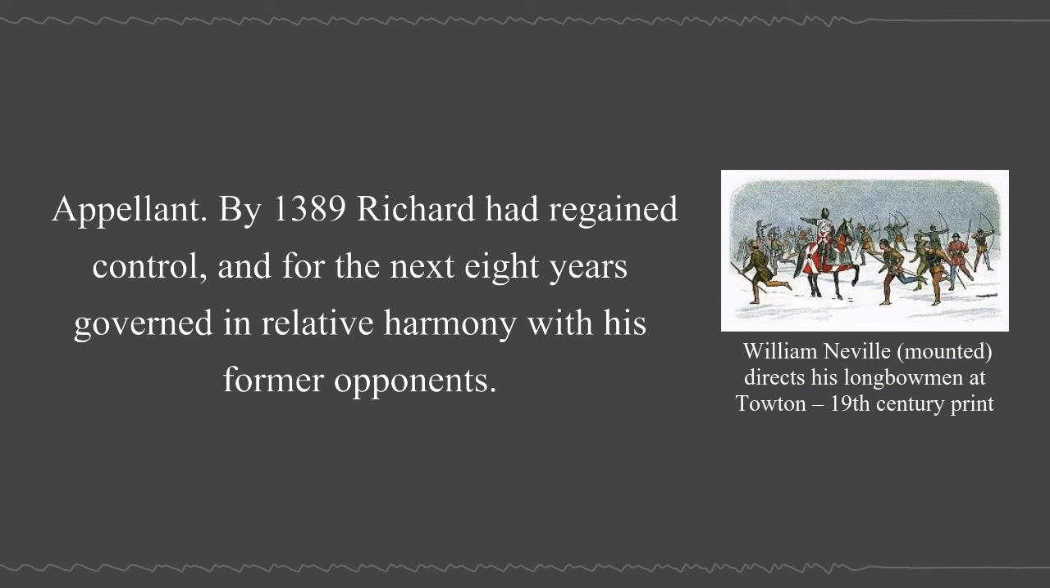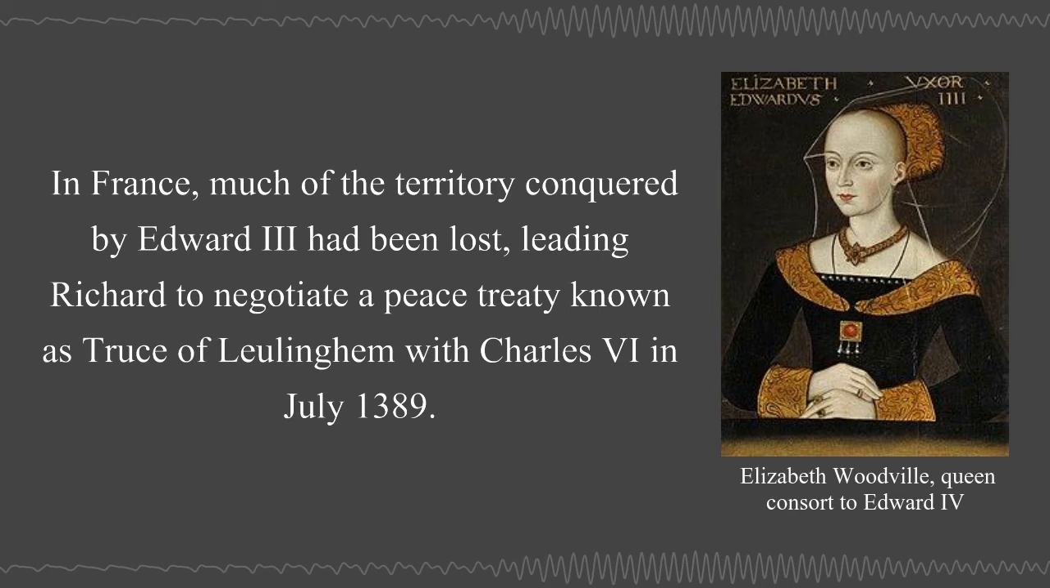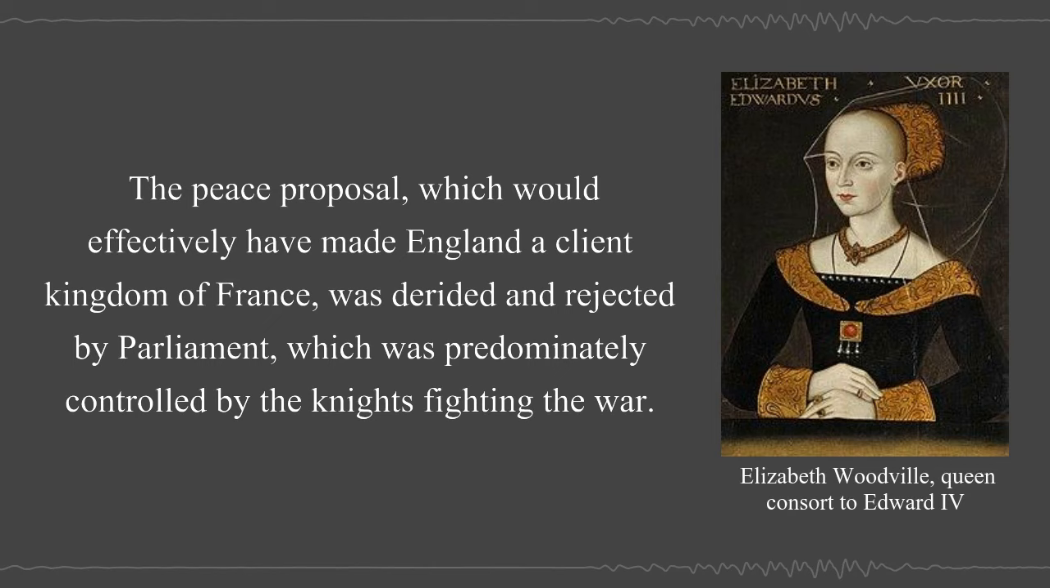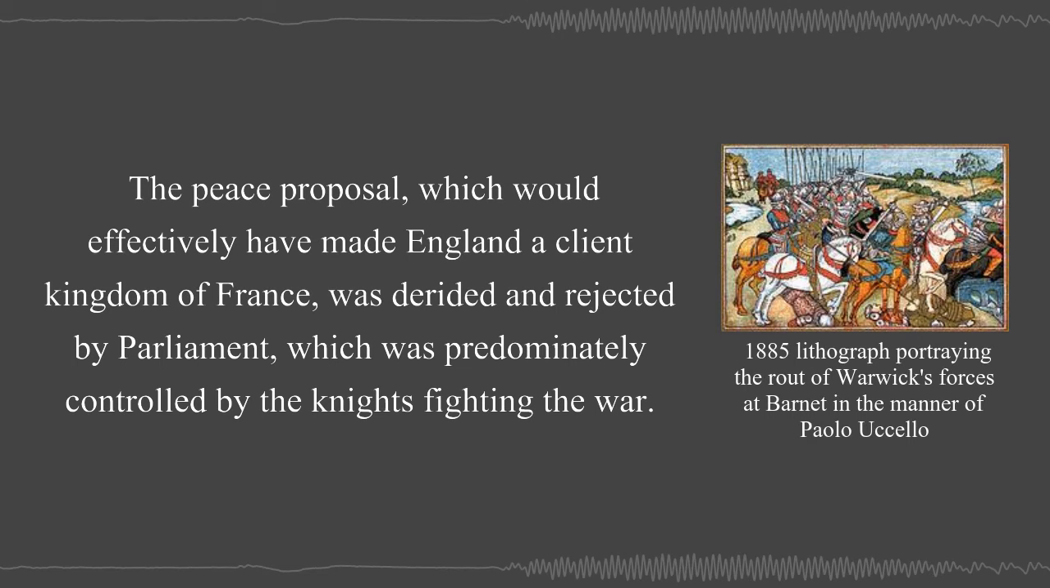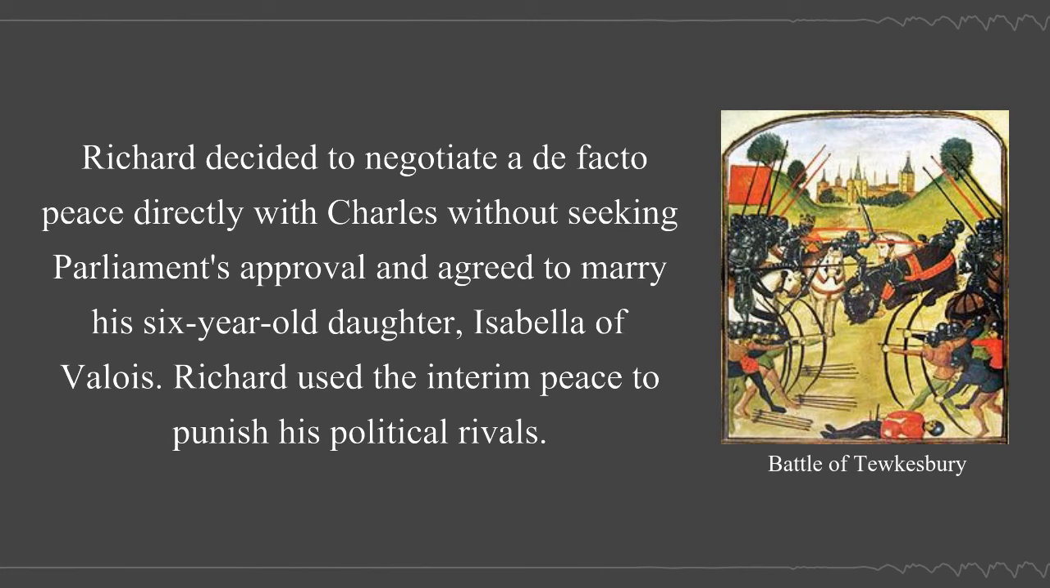opponents. In France, much of the territory conquered by Edward III had been lost, leading Richard to negotiate a peace treaty known as the Truce of Leulinghen with Charles VI in July 1389. The peace proposal, which would effectively have made England a client kingdom of France, was derided and rejected by Parliament, which was predominantly controlled by the knights fighting the war. Richard decided to negotiate a de facto peace directly with Charles without seeking Parliament's approval and agreed to marry his six-year-old daughter, Isabella of Valois.